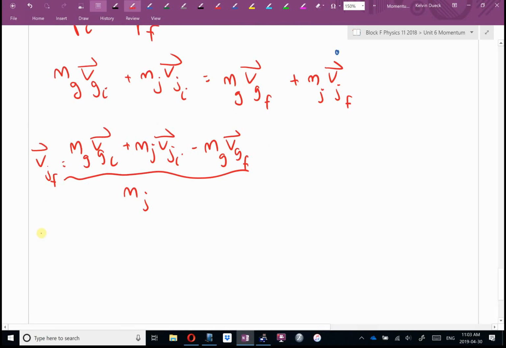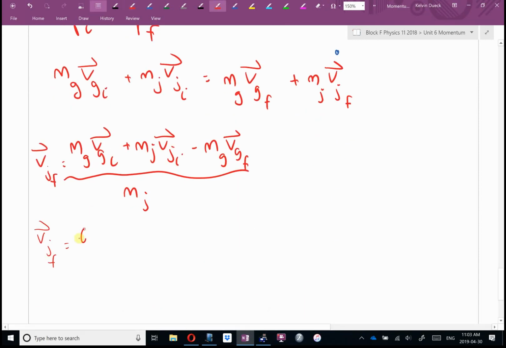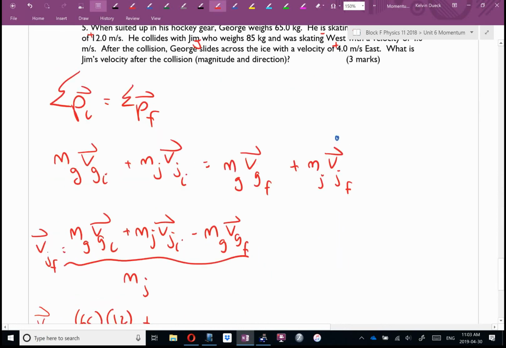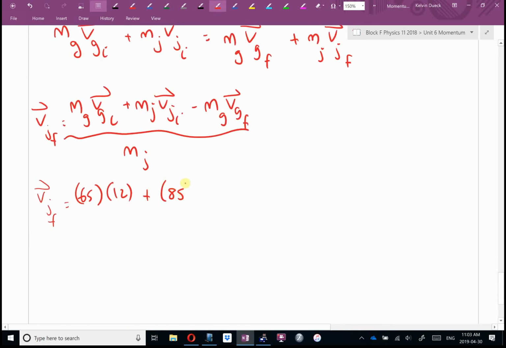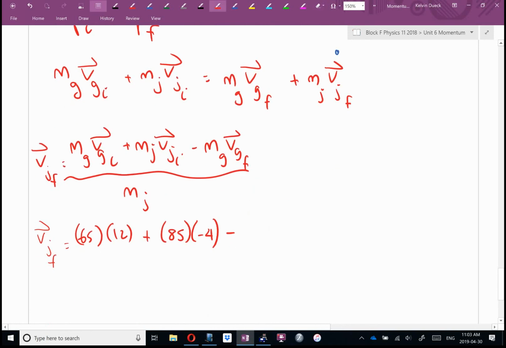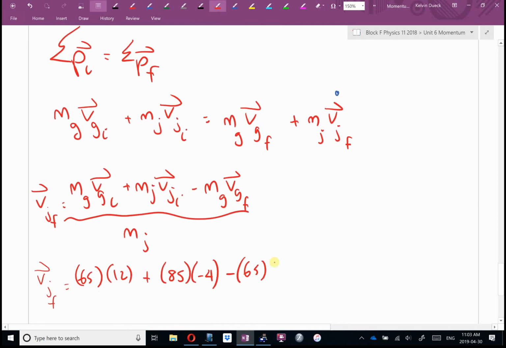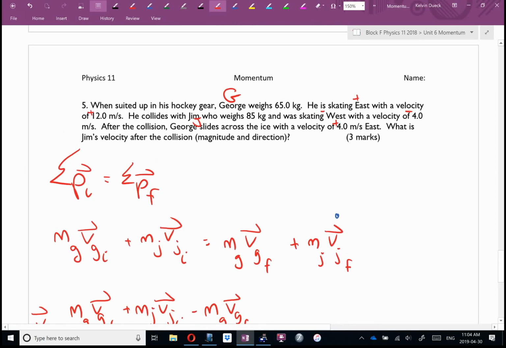Let's plug in numbers, Mr. Dueck. The final velocity of Jim, what was George? 65 and 12. 65 times 12 plus 85 times -4. And then there's a minus, and I want mass of George, 65, final velocity of George, +4, all divided by mass of Jim, 85.